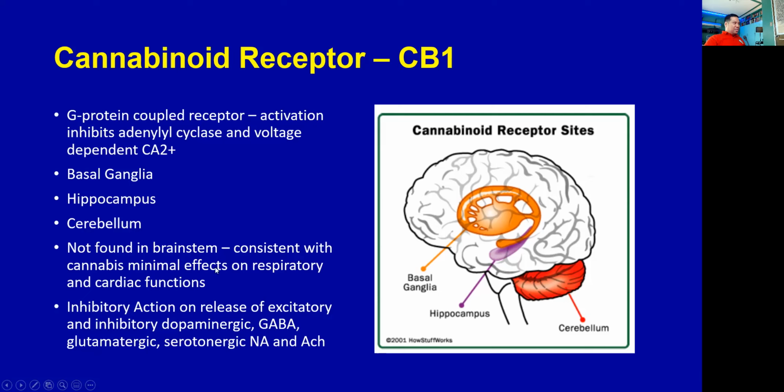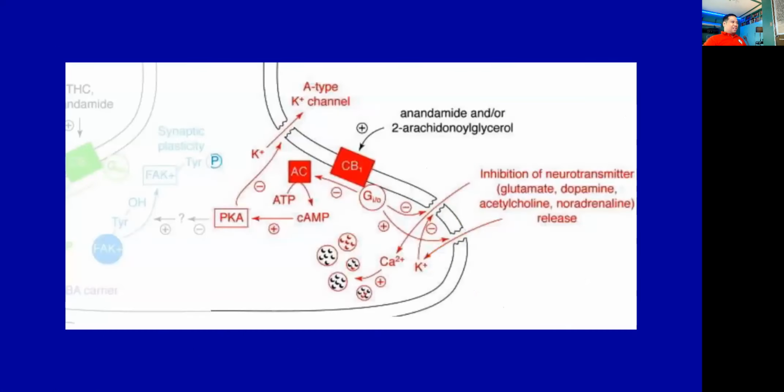It's not found in the brainstem, consistent with cannabis' minimal effects on respiratory and cardiac functions. The net effect is an inhibitory action on release of excitatory and inhibitory dopaminergic, GABA, glutamatergic, serotonergic, and noradrenergic and acetylcholine receptors. That's why it's a downer. It inhibits the excitatory neurotransmitters and it inhibits dopamine. So if you inhibit the excitatory, the net effect is everything is inhibited, so downer siya.